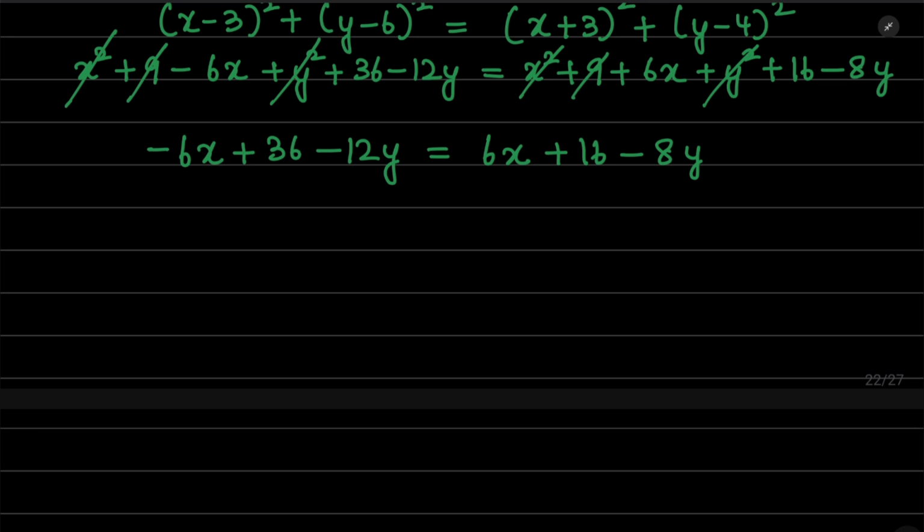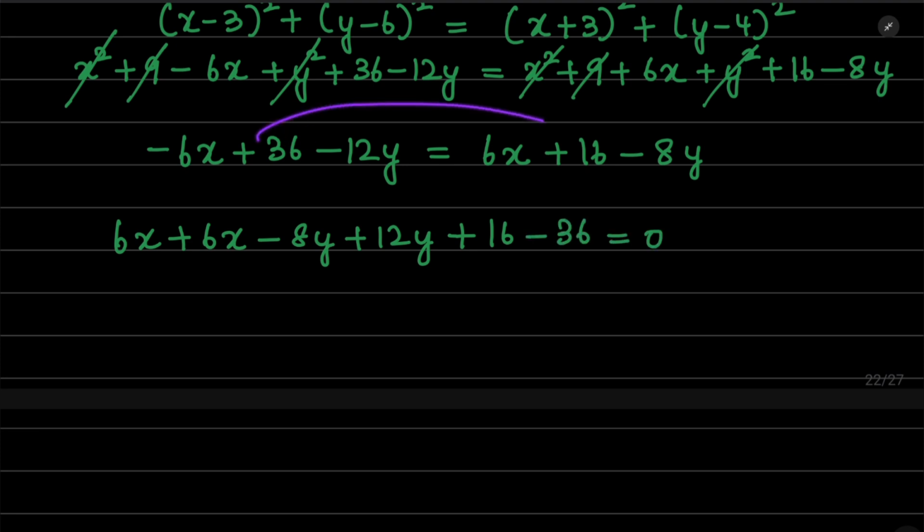Okay, so you will have 6x plus 6x. I'm taking LHS to the RHS side. Minus 8y plus 12y and then plus 16 minus 36 equal to 0. I've brought all of these LHS terms to RHS. So minus 6x I took there, it became plus 6x.